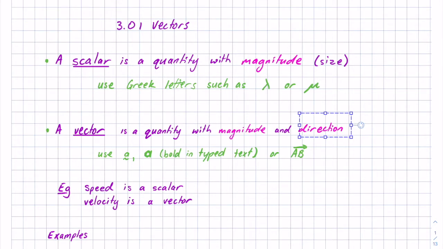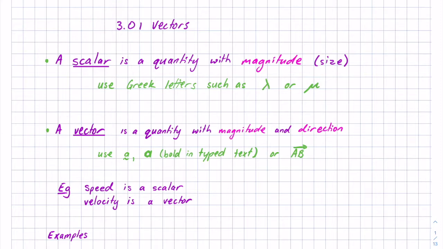Okay, so we're starting chapter 3. 301 is vectors. So first of all, just some terminology. A scalar is a quantity with magnitude only. And in the vectors topic, we tend to use the Greek letter lambda or mu quite commonly for those. Sometimes we'll use a t, but often it's Greek letters.